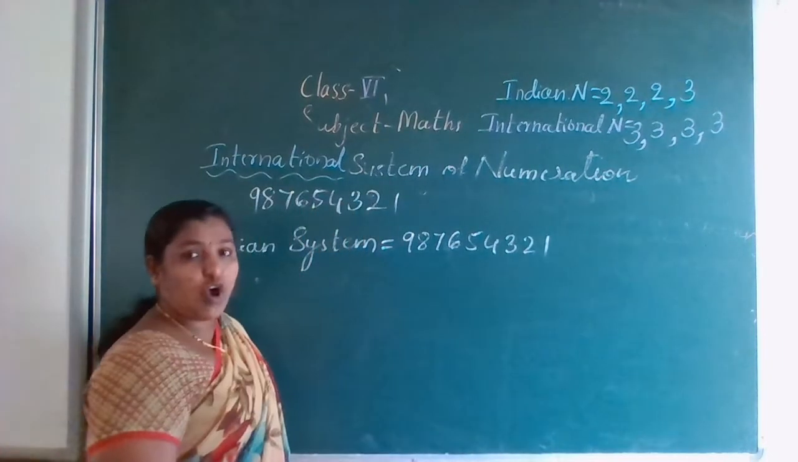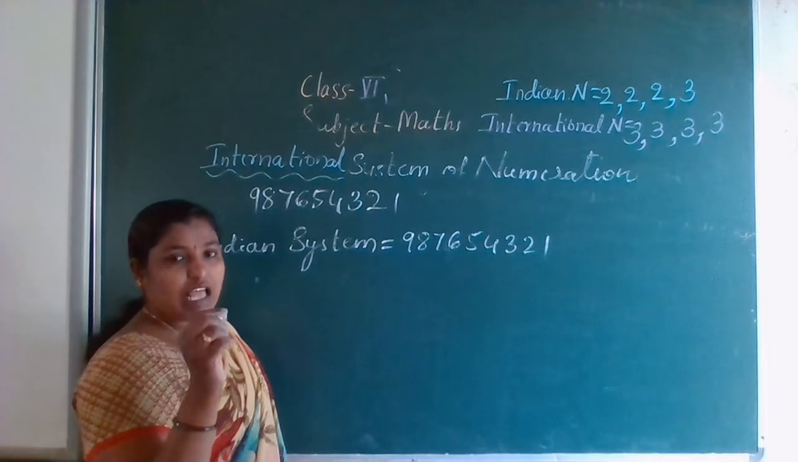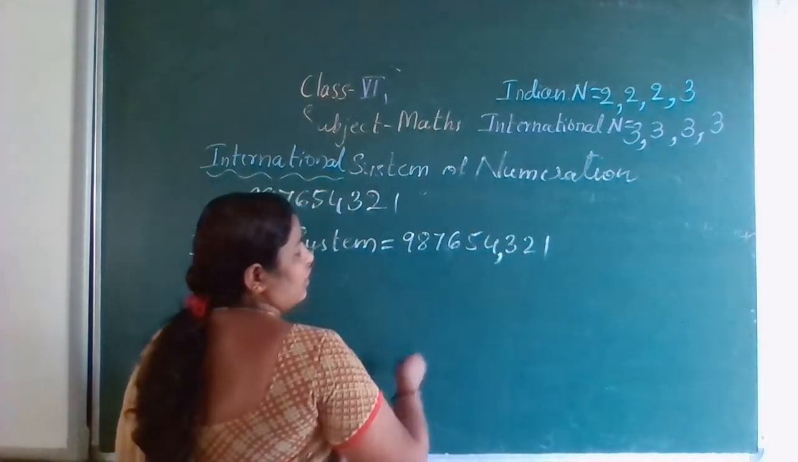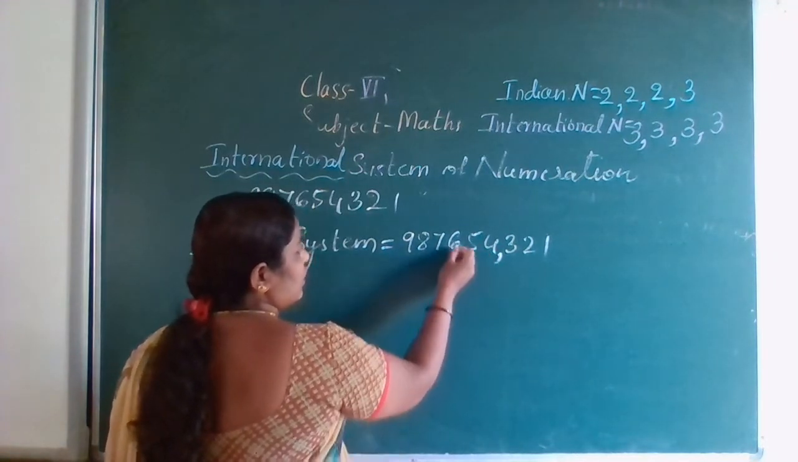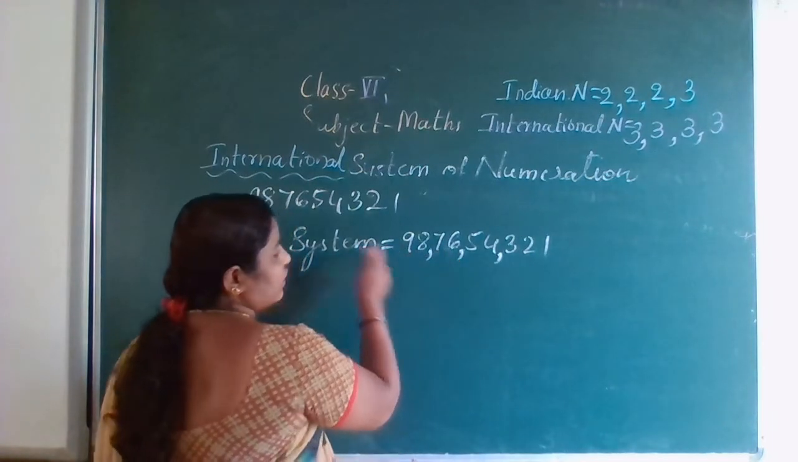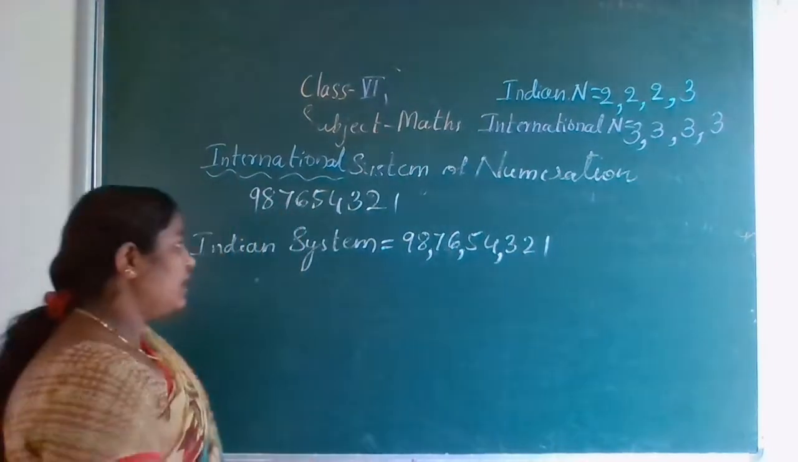We should give the commas according to the Indian system of numeration. First is after 3 numbers: ones, tens, 100. Next after 2: 1000, 10,000. Then again after 2: lakh, 10 lakh. Crore, 10 crore. So this is how to give the commas and the number name.